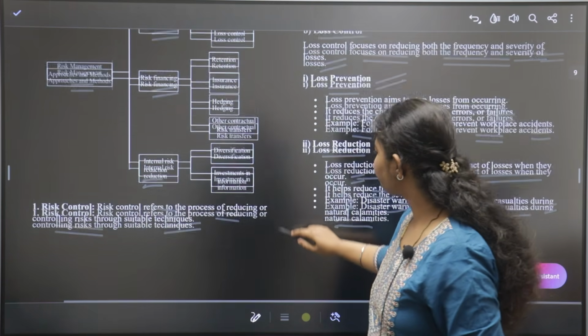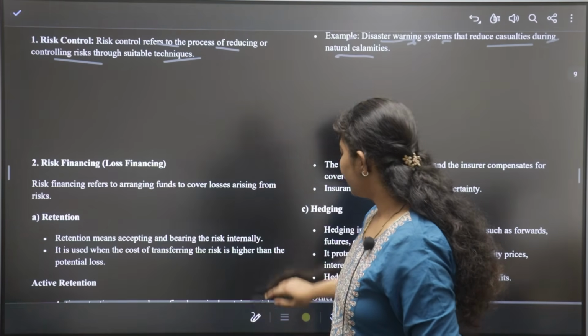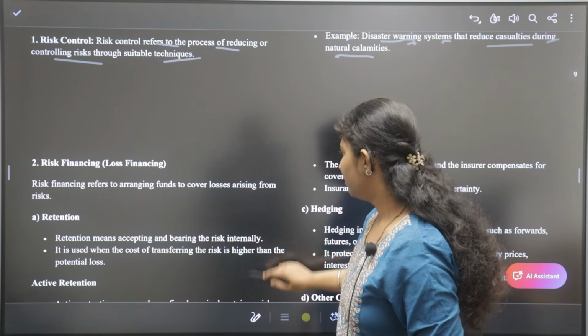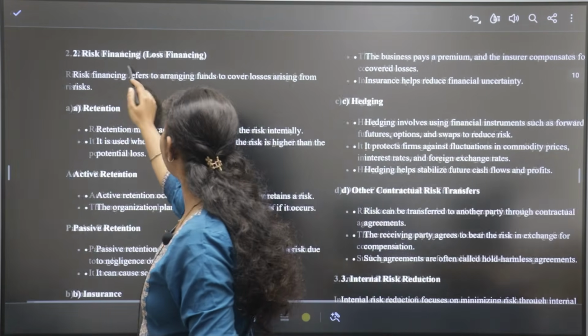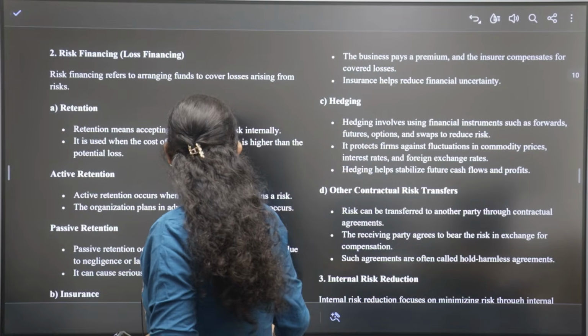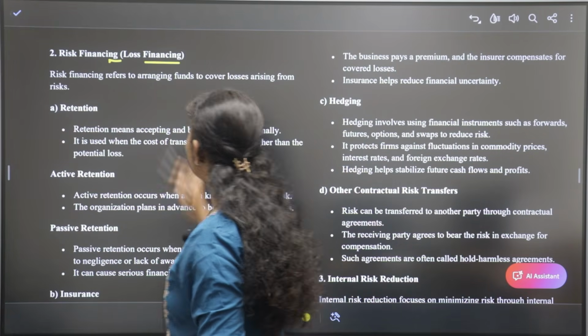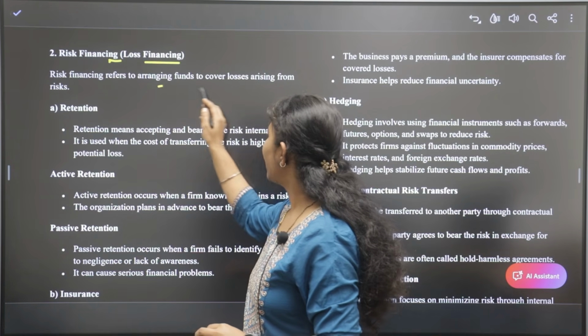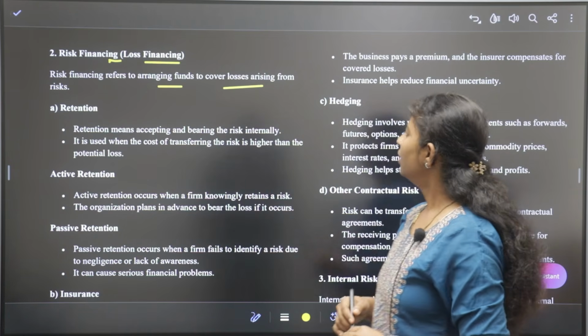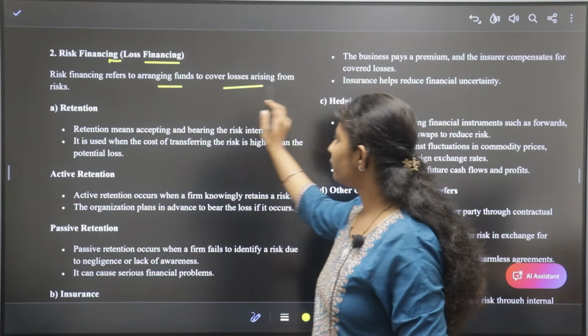Next we have risk financing, or loss financing. The second type of method or approach is risk financing or loss financing. Risk financing refers to arranging funds to cover losses arising from risk.